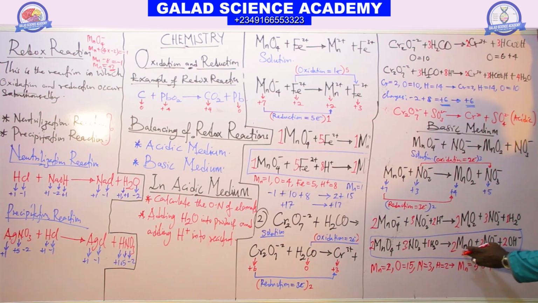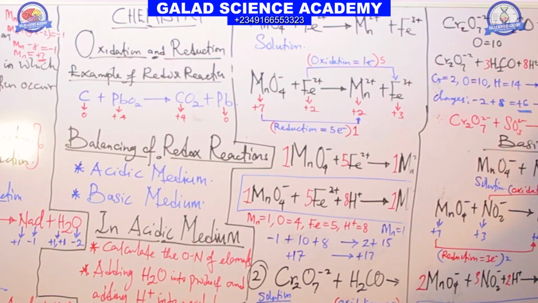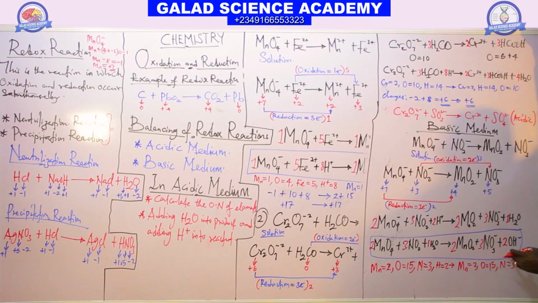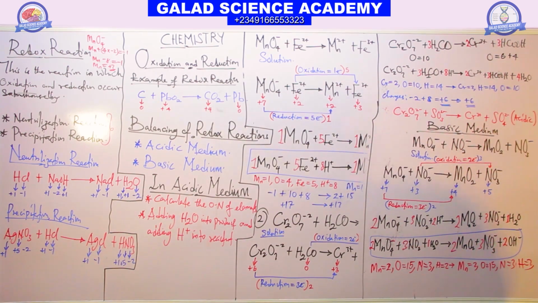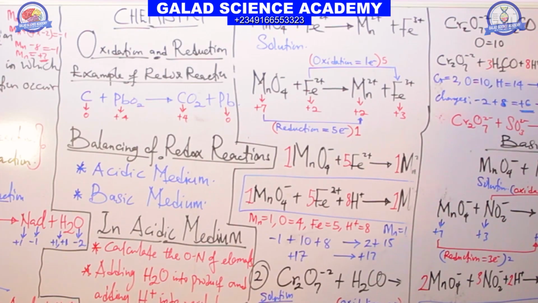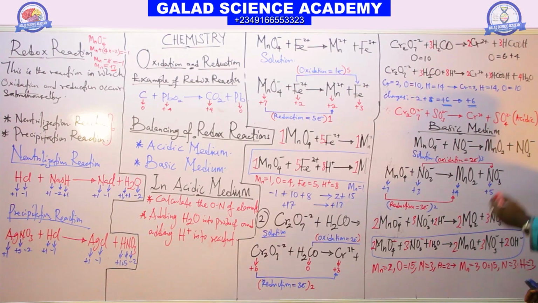Good. What do we have here? Again, nitrogen is 3. What of hydrogen now? We have 2 hydrogen here. Hydrogen is also 2. So the atom is balanced. Yes, it's balanced. We can see that the atom is balanced.